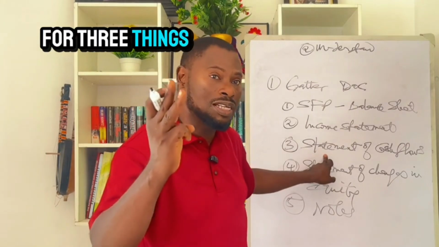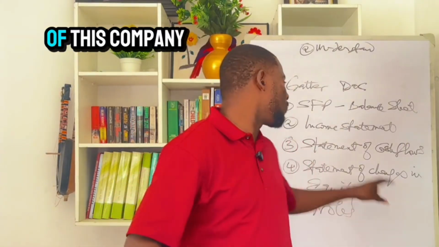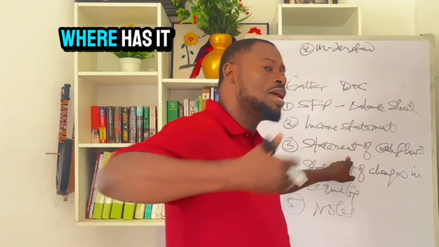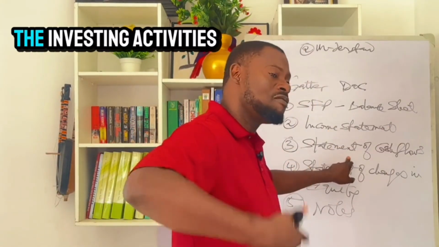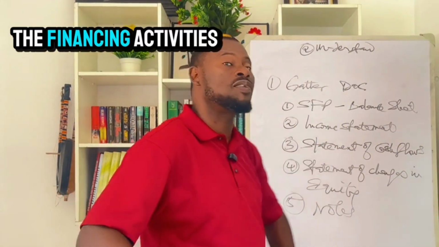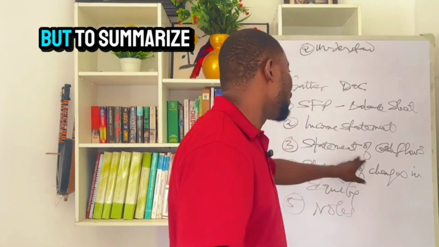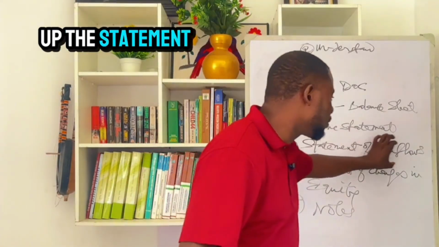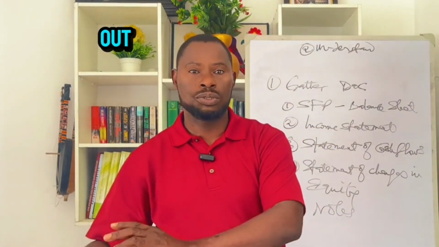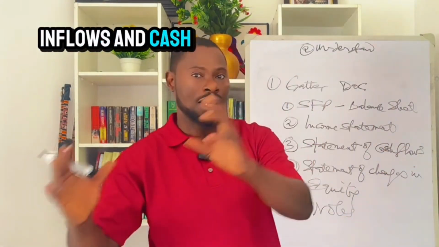Then when you come to cash flows, this is also very important. You are looking for 3 things here. The operating activities of this company. You are also looking at the investing activities. Where has it invested? And lastly, you are looking at the financing activities. But to summarize, when you pick up the statement of cash flows, you are looking at cash that came in and cash that went out. That is cash inflows and cash outflows.